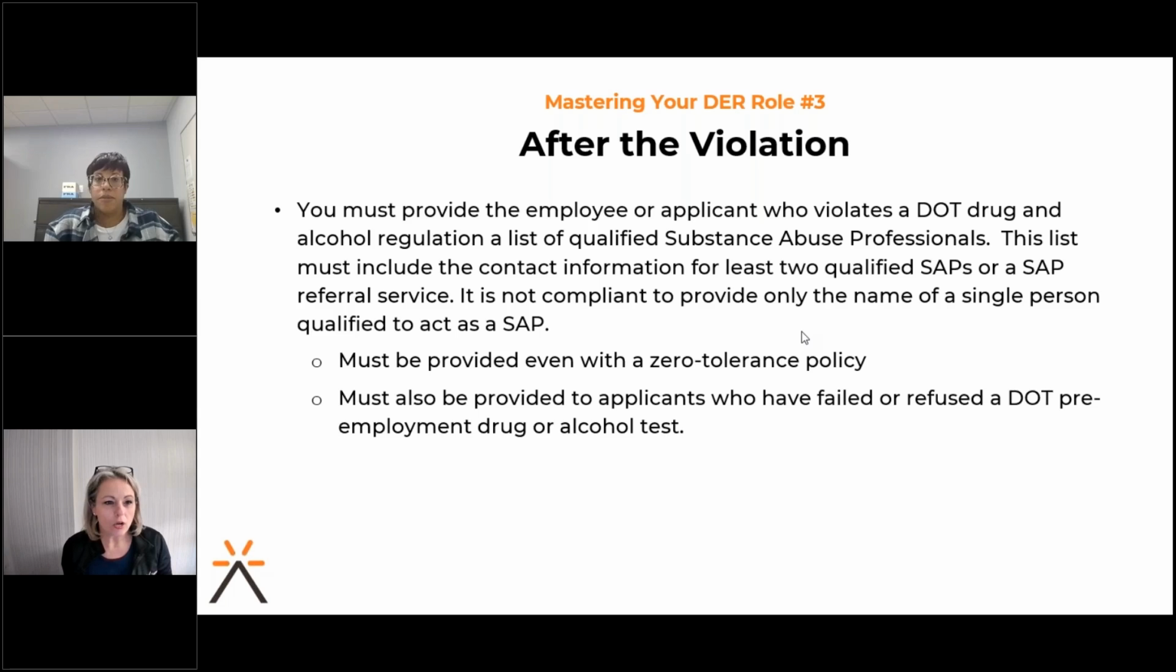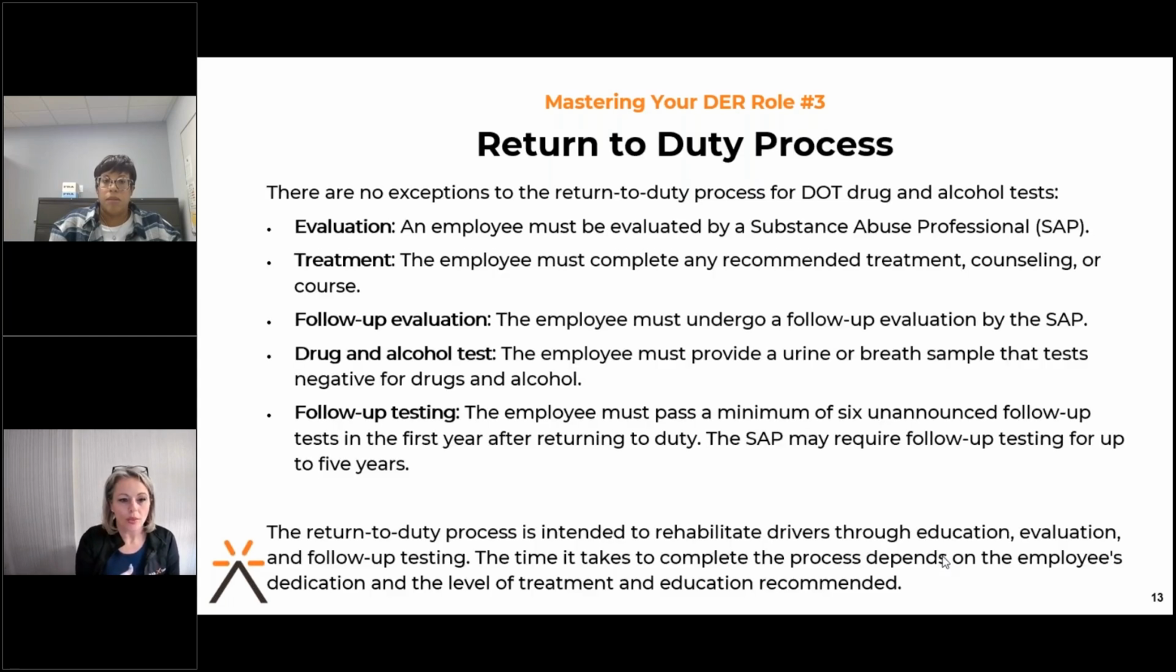But also, I just wanted to note too, after violations, after this occurs, as a DER, you must provide an employee or applicant who refutes a DOT drug or alcohol violation a list of substance abuse professionals, okay? Even if you have a zero tolerance policy and you're giving that employee information to go to the SAP, you still need to provide them written documentation that you have provided that information. Even you have to do this for an applicant. Let's say you have an applicant who tests positive on an FAA test, okay? You still need to send that letter out that says, hey, you failed a DOT drug test. Here's your list of SAPs. That's a good thing to do in that regards.